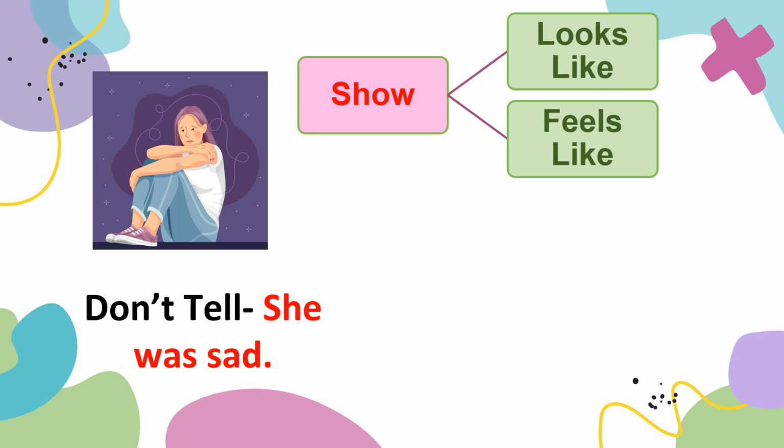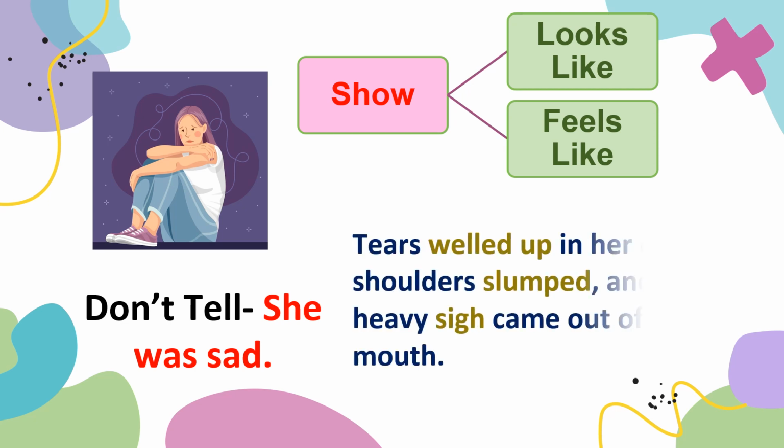So the showing sentence uses descriptive language to convey sadness through physical cues and emotional reactions, which allow the readers to visualize the character's feeling. It helps us to connect with the character's emotions better. So we can write in our story, instead of "Shiva was sad," tears welled up in her eyes, her shoulders slumped, and a heavy sigh came out of her mouth.